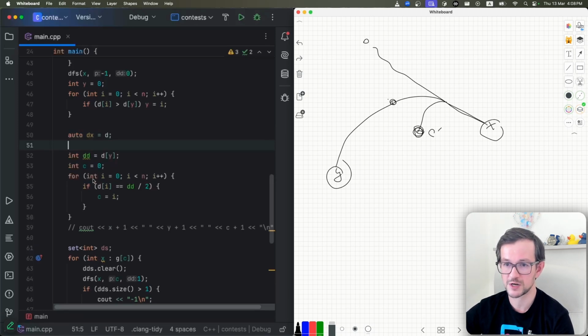So I only check distance from node X, because this array D contains distance from node X. The correct way to check center of diameter, you need to check that this distance is correct and this distance is correct.